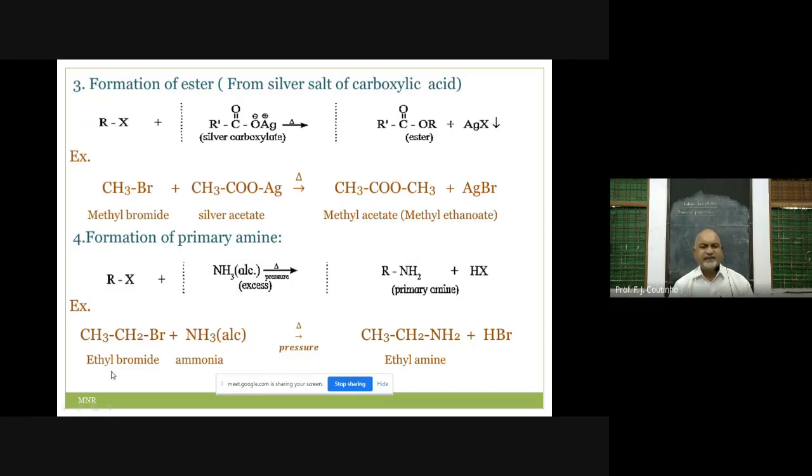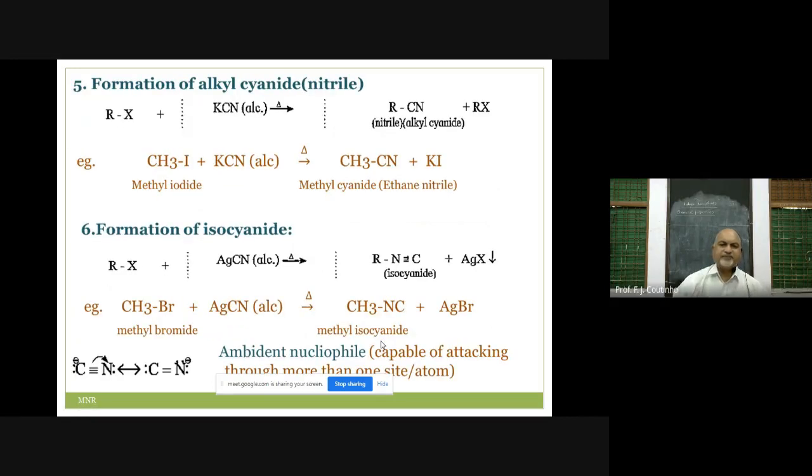Here one example is ethyl bromide treated with alcoholic ammonia, heated under pressure, which gives you ethylamine, that is CH3CH2NH2. Here one of the hydrogens is getting linked and forming hydrogen bromide, that's why you get HBr, and one hydrogen is less, so NH3 becomes NH2, and that's why you get ethylamine, which is a primary amine. So these are the four methods of preparation which you have studied up till now. We'll go to the next.